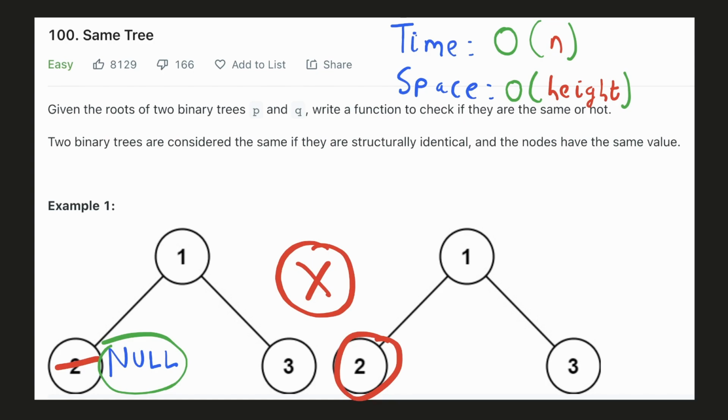The time complexity of this would be O of n because we have to check all the nodes once, and the space complexity would be the height of the tree because of a recursive call stack.